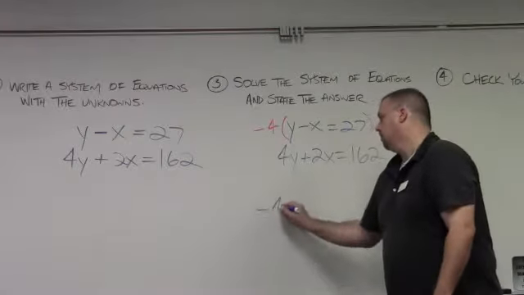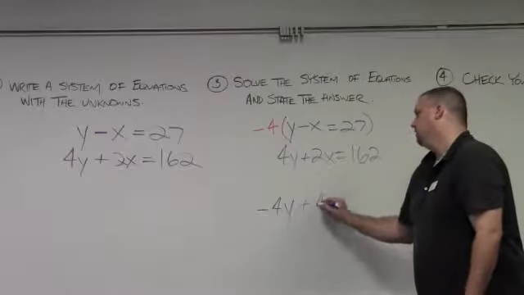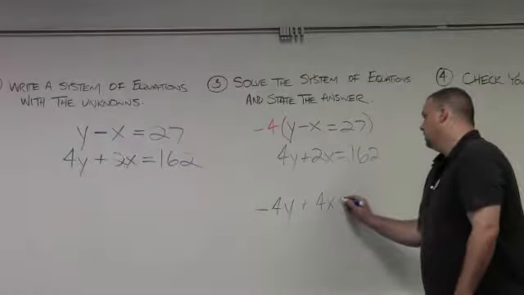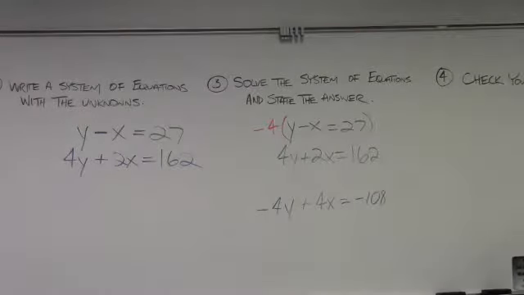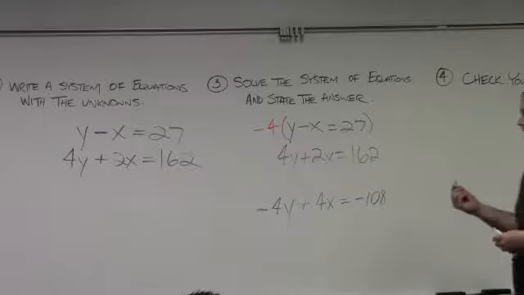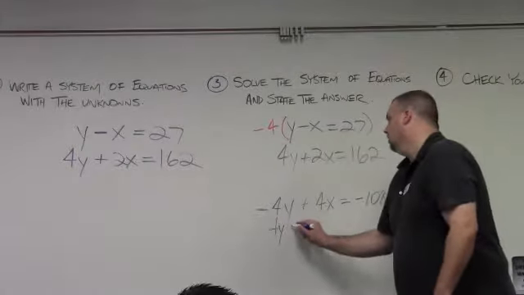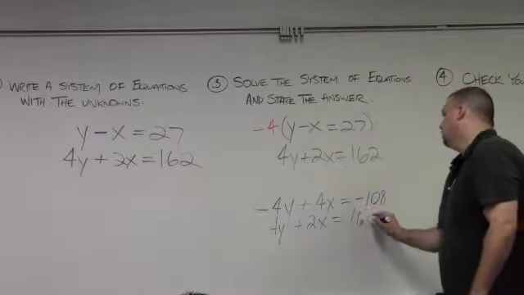Negative 4y plus 4x, right, the negative times the negative is plus, equals negative 108. Right, negative 4 times 27 is negative 108. I'm not doing anything to my second equation, so I'm just going to rewrite it. 4y plus 2x equals 162.